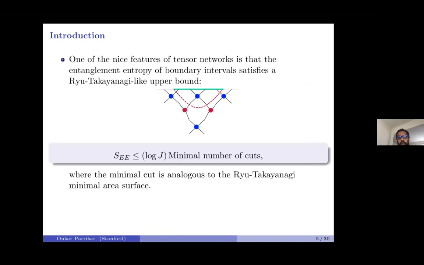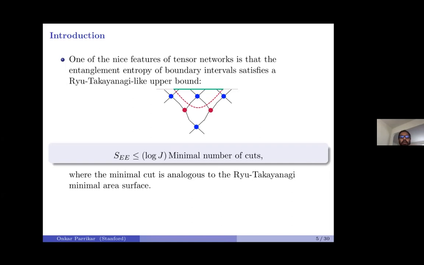One last thing I should say before we go to the details is that one of the nice features of tensor networks is that the entanglement entropy of boundary intervals satisfies a very natural bound. If you have a tensor network which prepares some state, then the entanglement entropy of some boundary interval, shown as the green segment, is upper bounded by a minimal cut through the bulk of the network times some coefficient. That coefficient is often the log of the bond dimension, or the dimension of the Hilbert space that is exchanged along the cuts in the network. This is an upper bound, just an inequality, not an equality.